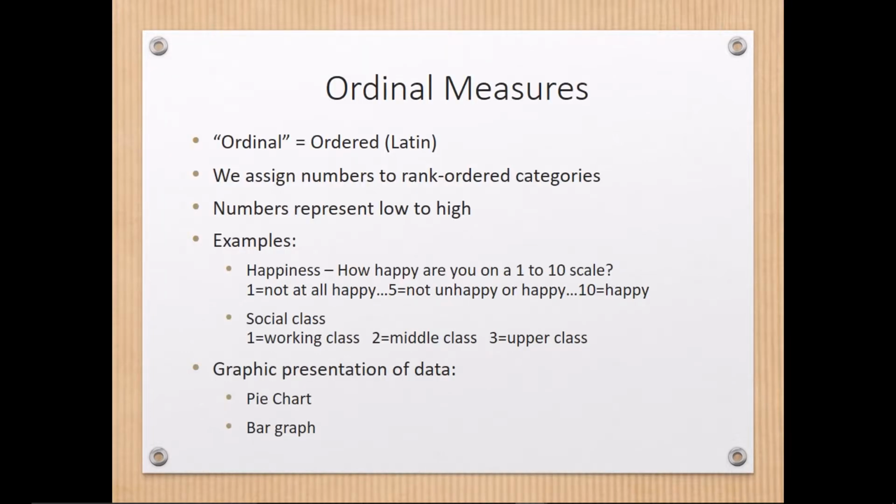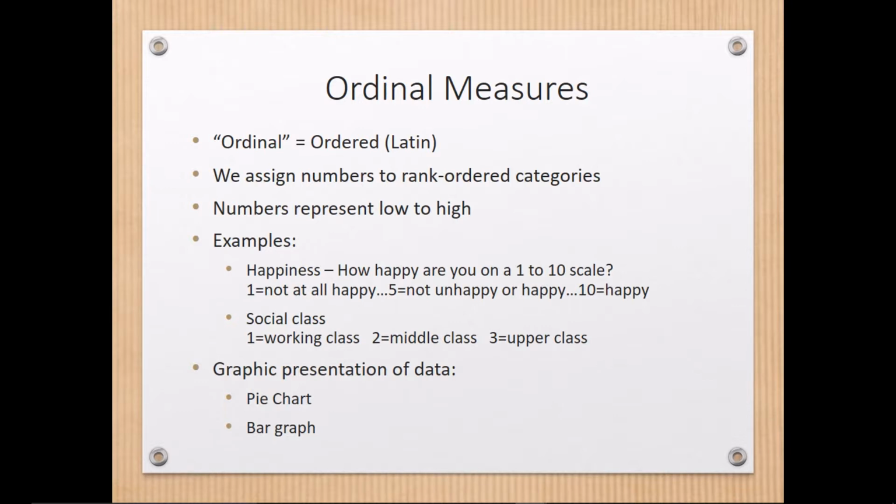The next level of measurement is ordinal, and another easy way to remember it is from the Latin for ordered. In this case, we assign numbers to rank ordered categories, and the numbers represent low to high on some measure. One example of an ordinal scale might be a measure of happiness. If you were asked to respond to how happy you are on a scale from 1 to 10, 4 would indicate more happiness than 2, but less happiness than an 8.